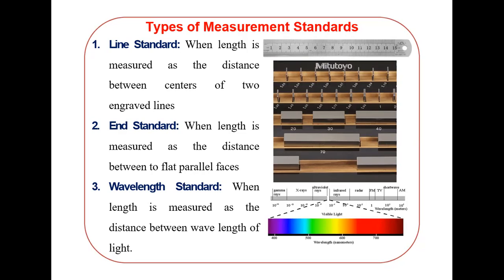So first one is the line standard. We can call it the length standard also. Second one is the end standard, and third one is the wavelength standard. For the length standard, we are taking a scale or tape as the example. These are all different length standards. End standards are slip gauges, vernier caliper, and any other measurement gauges. The wavelength standard is taken between the distance of the wavelength of light.